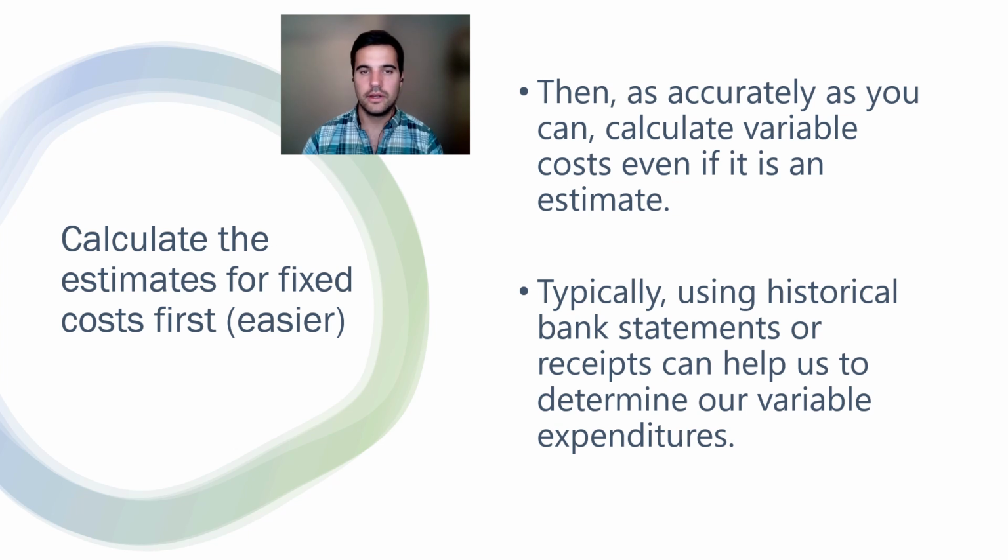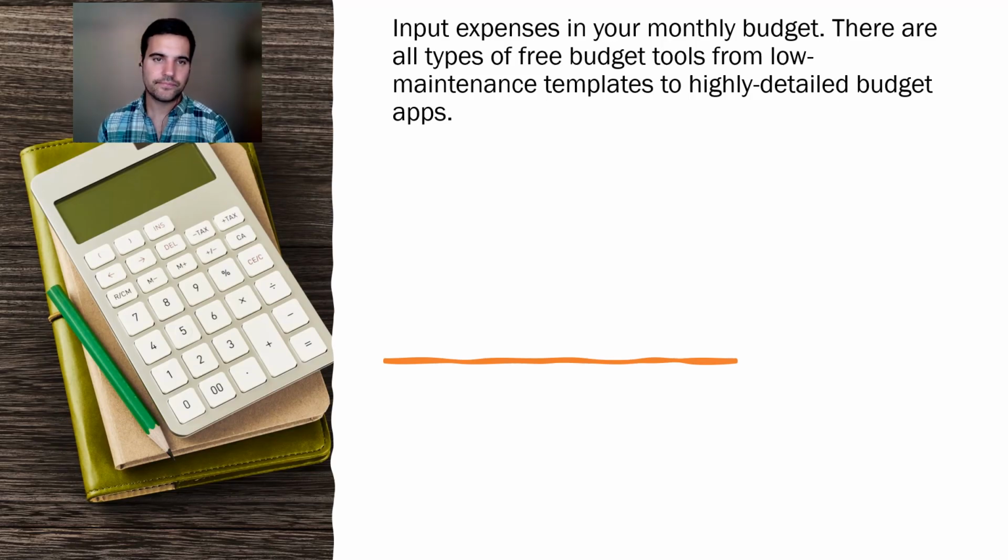But now it's June, or getting close to June. It's May 31st today. So now that it's getting closer to June, it's going to be really warm. My power bill is most likely going to double. So I need to be aware of that. And that's something I can predict. Now we can input our expenses in our monthly budget. And there are all types of free budget tools. You can do low maintenance basic templates. You can do pen and paper, or you can do highly detailed, high tech budget apps or online tools.